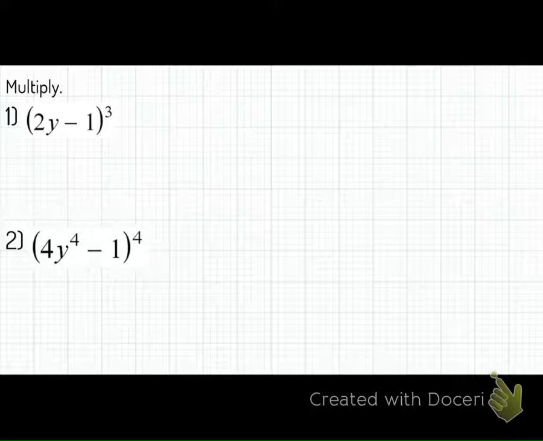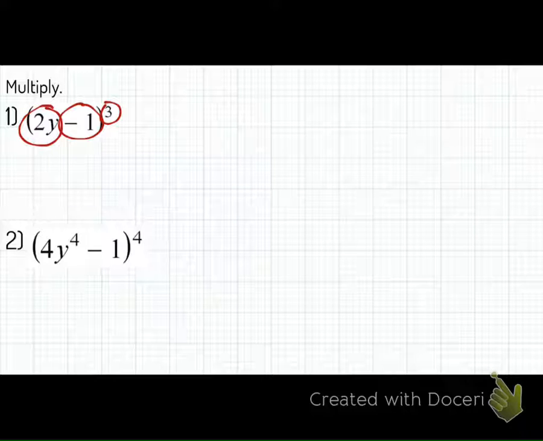So just like before, we had 2y minus 1, excuse me, all to the third power. So the first thing I notice is my first term is 2y, and my second term is negative 1, and then my exponent is 3. So I'm going to go to my Pascal's triangle to the third level, and I notice at the third level, what are my coefficients? 1, 3, 3, and 1. So I'm going to do what I did the other day. Write down 1, 3, 3, and 1. Okay? Let's spread it out a little bit more.